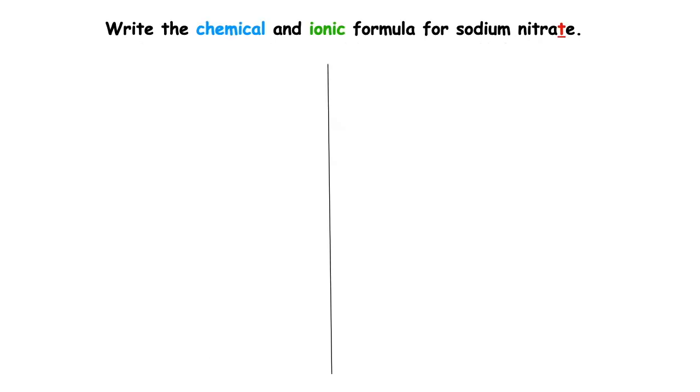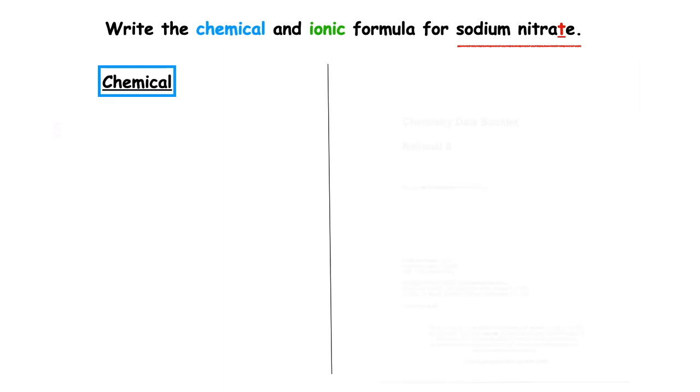I'm going to go through a couple of worked examples showing you how to write the chemical and ionic formula for compounds which contain group ions. So you are required to use page 8 of your data booklet. This first example is going to get you to write the chemical and ionic formula for sodium nitrate.